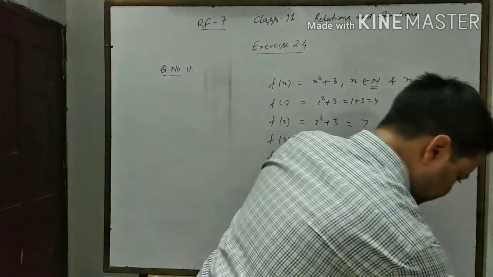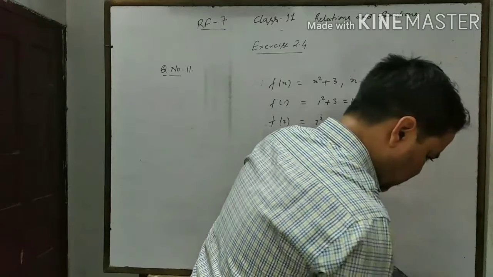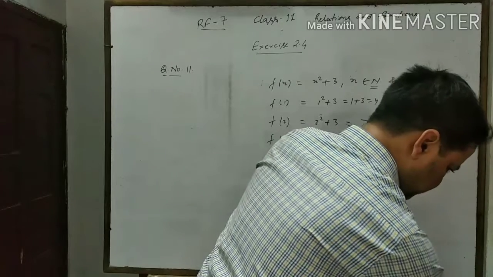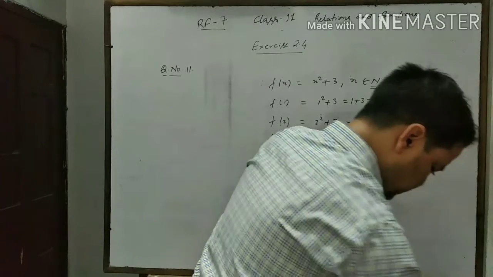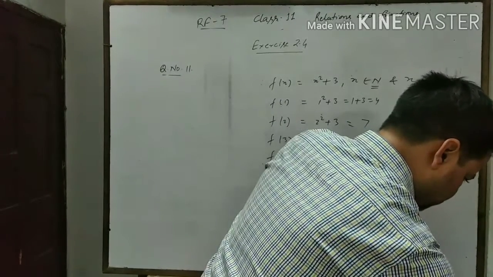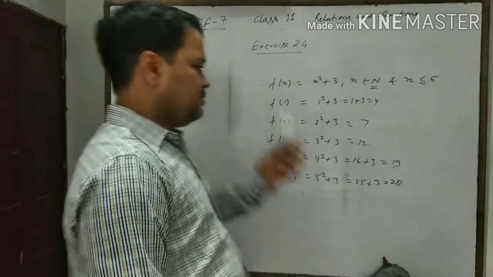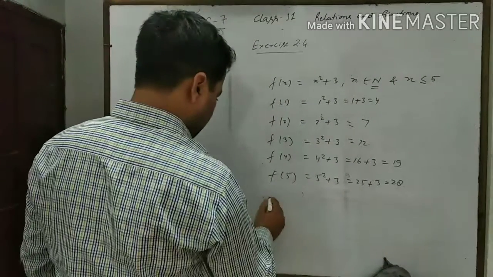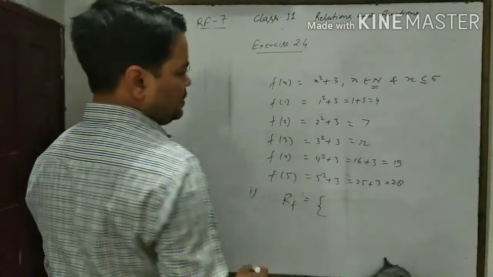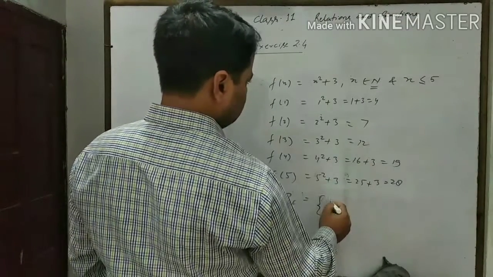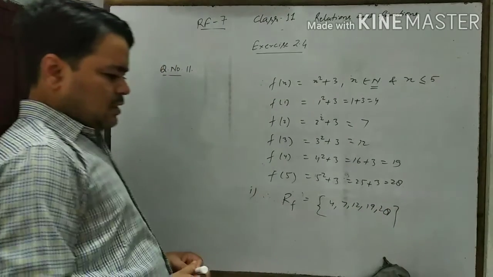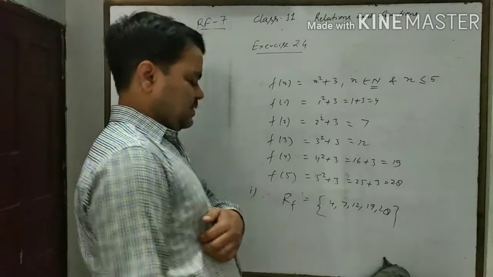Like this we can find the value at different natural numbers. This is question number 11, and the first part is the range of the function. Range of the function will be 4, 7, 12, 19 and 28.